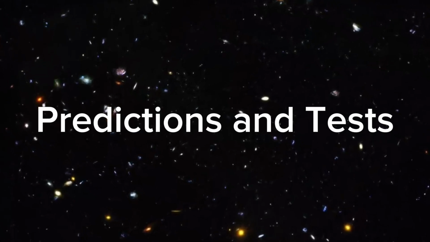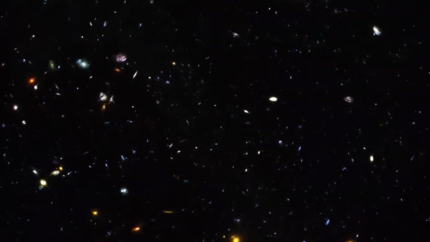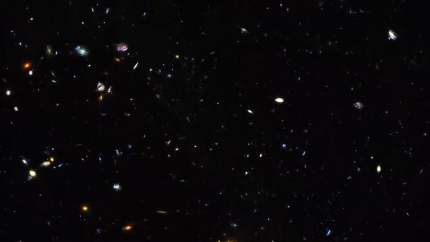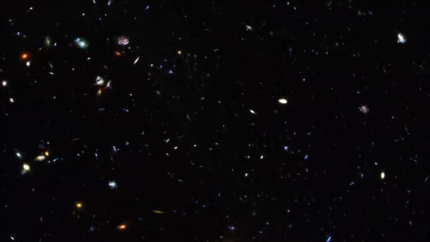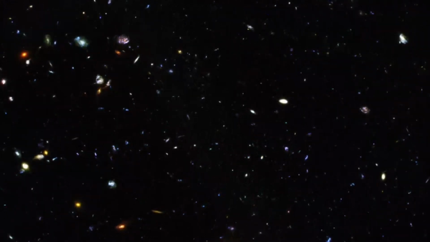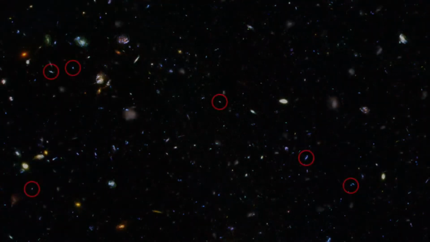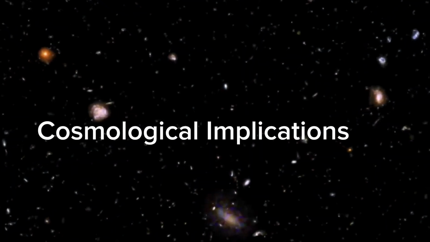6. Predictions and tests. General relativity has made several predictions that have been confirmed through experiments and observations. These include the bending of light by gravity, gravitational lensing, the precession of the orbit of Mercury, and the existence of black holes.